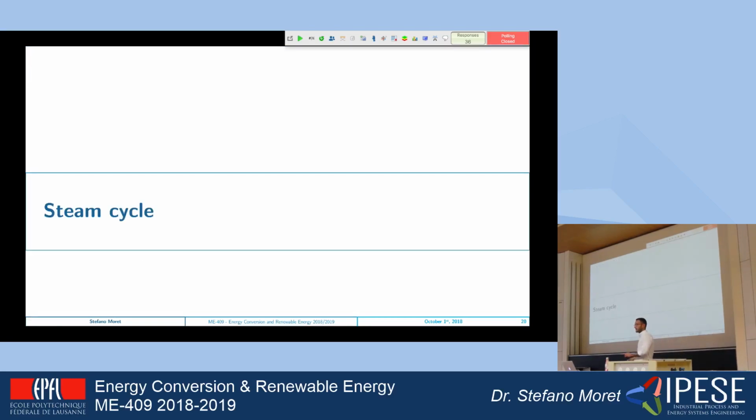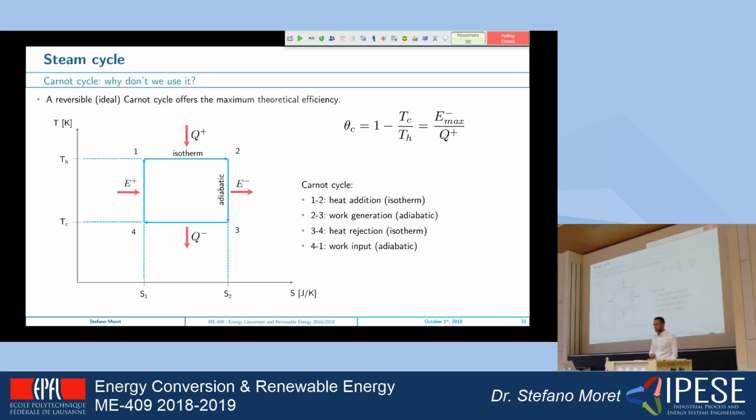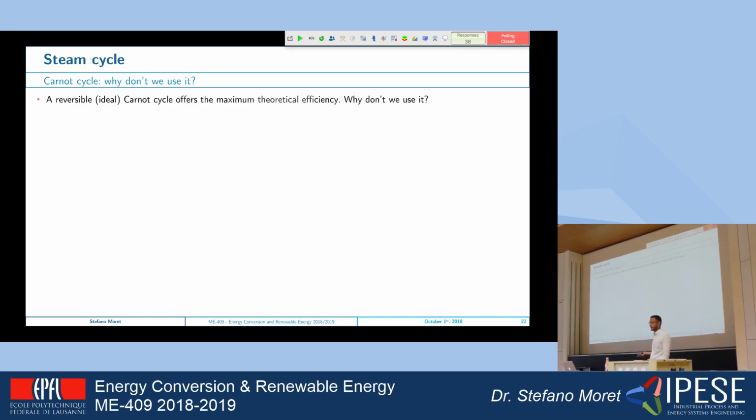So let's now discuss the steam cycle. You remember from the previous lecture that I told you about the Carnot theorem. So Carnot tells us if you want to build the best cycle you can have, then you should build my cycle, the Carnot cycle, right? So if we know that this reversible ideal cycle is the best we could do, and is the one I showed you before, why? Because it's the one with the highest theoretical efficiency. Why don't we use it in reality? So this would be the first thing that we might think.